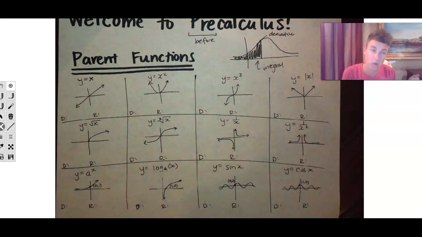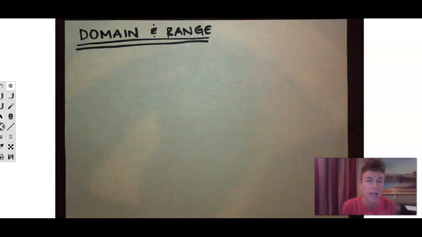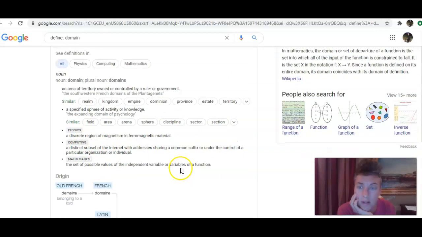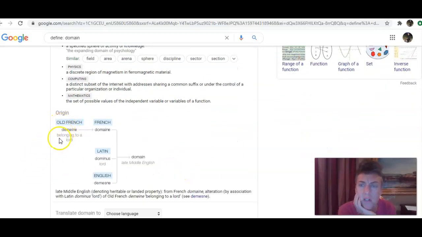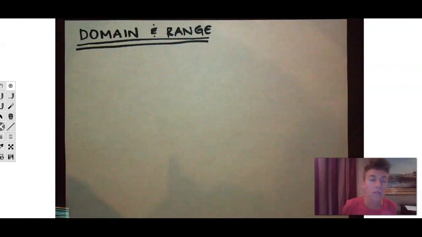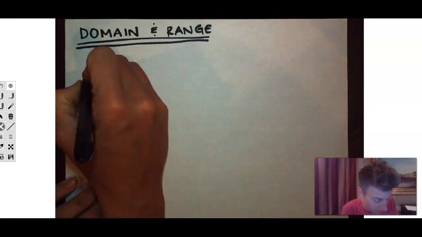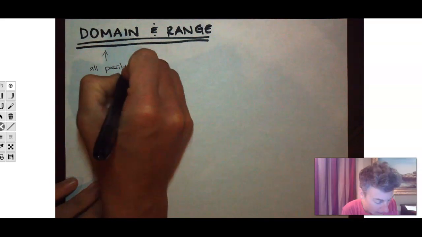Okay, now let's take a little detour. We're going to talk about domain and range, and then we'll come back and describe the domain and range of these beautiful parents. Okay, so we're going to talk about domain and range of functions. Now, domain and range are words that not only math uses, they are found in other places. For example, domain could mean the area of territory owned or controlled by a ruler or of government. It's got definitions in physics and computing as well as mathematics, and came from an old French word about belonging to a lord. But for our purposes, domain is going to be all the possible x values. All possible x values.